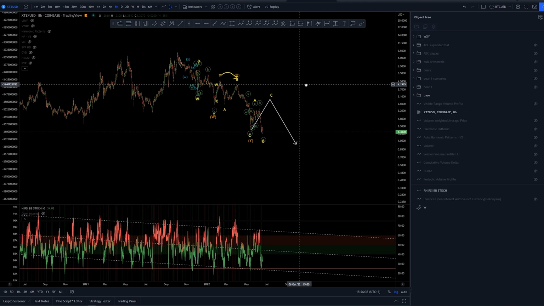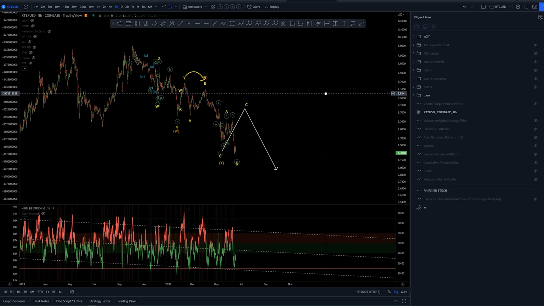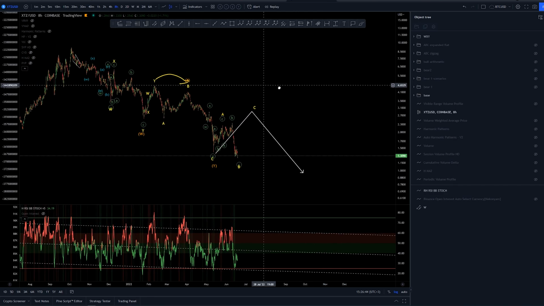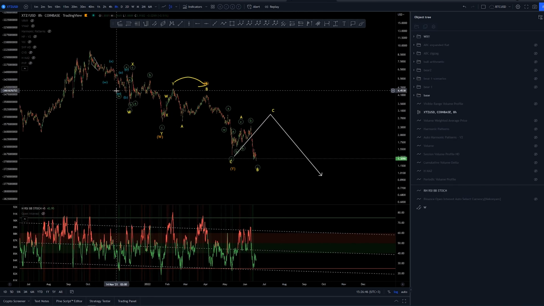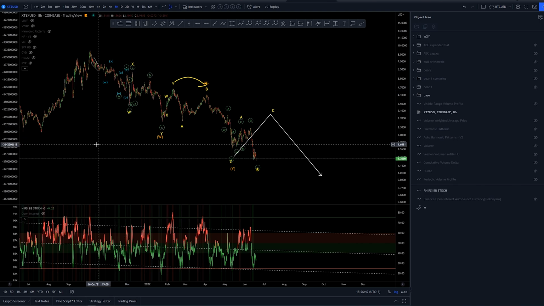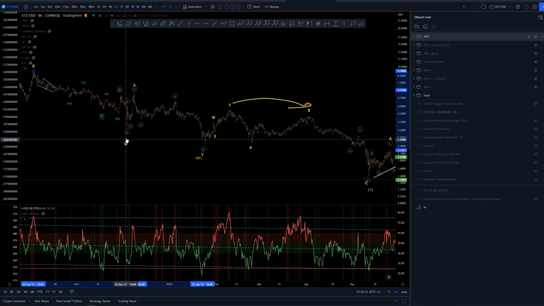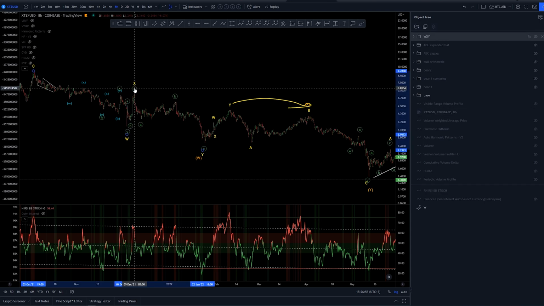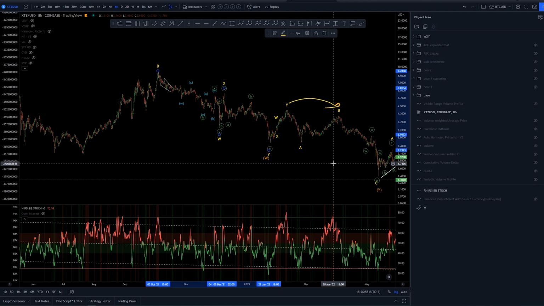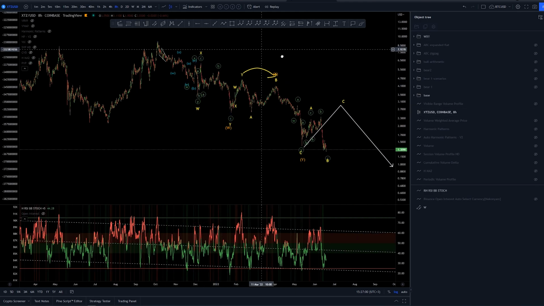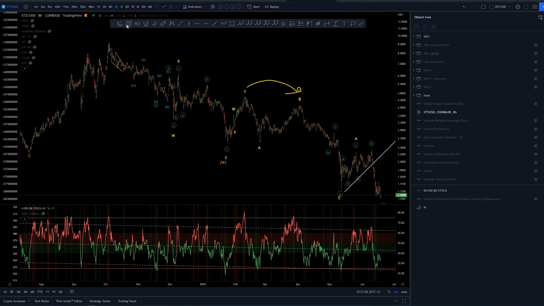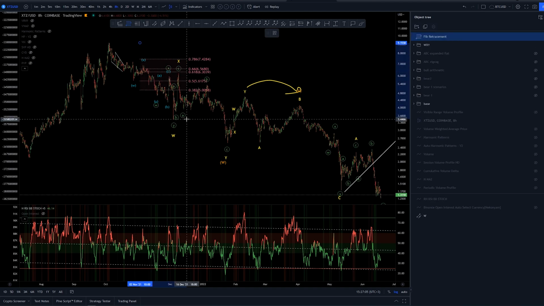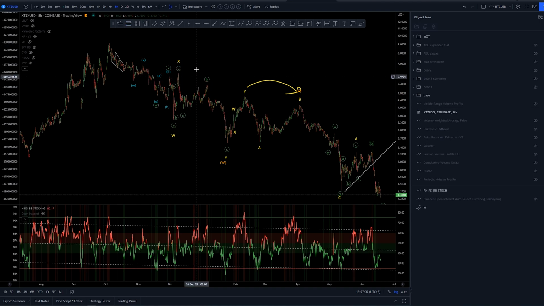Then lastly, we have another count, but instead of being any impulsive count or any diagonals, I managed to fit some kind of three-way structure here. Having said that, we have a W, X, and Y here into a W, then a small time frame ABC into X wave here, and then 3 waves here into wave Y. Now the wave X is very small in time, but again it retraces very well here, close to the golden pocket, but not quite.